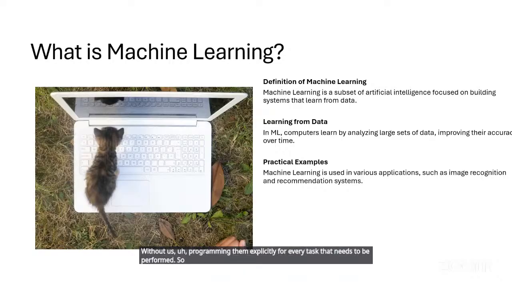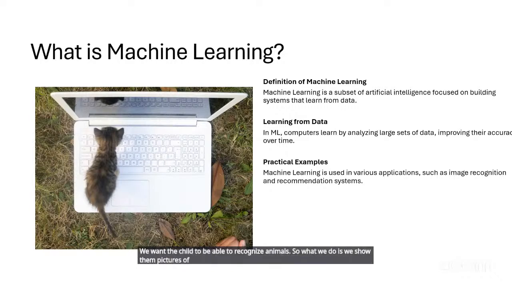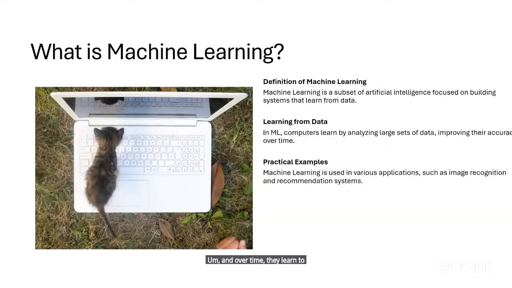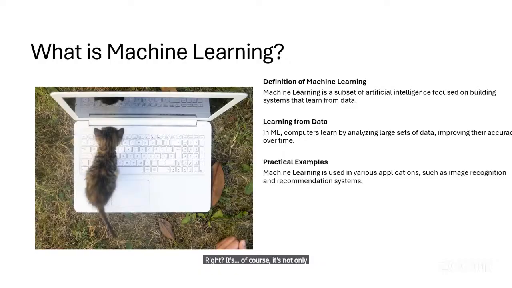So in simple terms, think of a child that we want to be able to recognize animals. What we do is we show them pictures of cats, we show them pictures of dogs. In technical terms, we call that labeled data. And over time, they learn to tell the difference. Machine learning works in a very similar way. We feed a computer lots of examples, and it learns to make predictions or decisions based on that data. Right? Of course, it's not only associated with images.